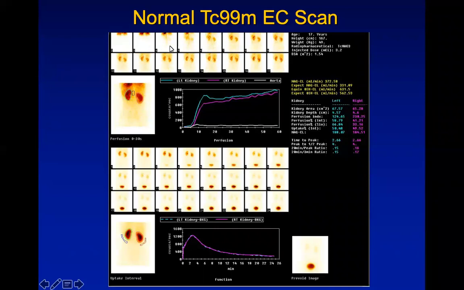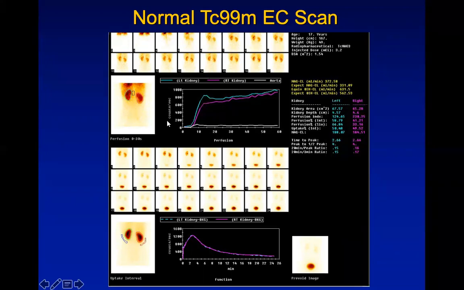So you have 24 frames over 1 minute. So roughly a little over 2 seconds per frame. So this gives you the perfusion phase. As you can see, the bolus coming in through the abdominal aorta and the kidneys getting perfused. Remember, these are posterior images, so left kidney on the left, right kidney on the right.